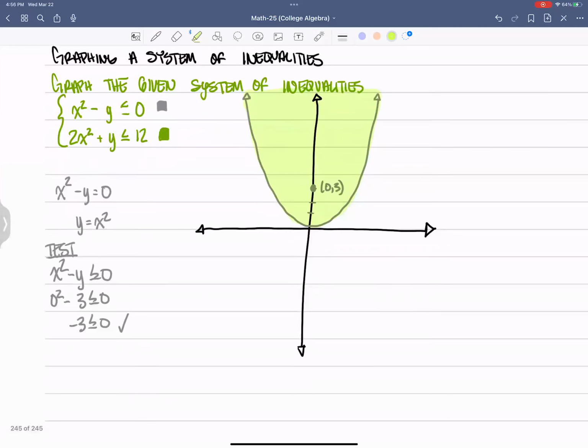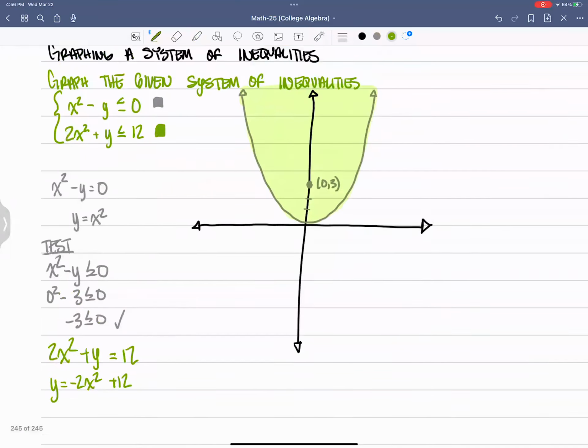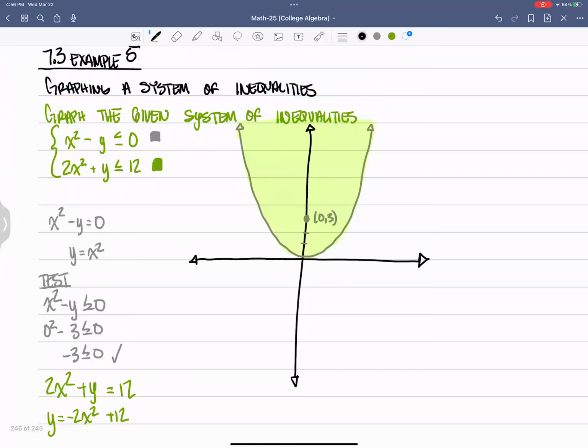Let's see what the other equation is going to give us. So here, let's graph this part, 2x squared plus y. Let's do equals 12, so that way we could see what we're graphing. Here we have y is equal to -2x squared plus 12. So plus 12 is going to be way up here. So 2, 4, 6, 8, 10.